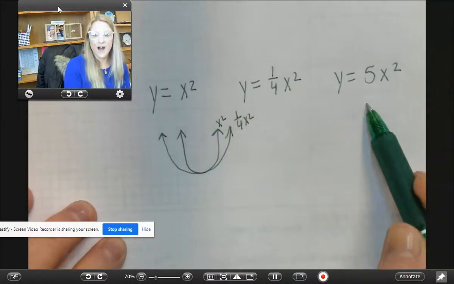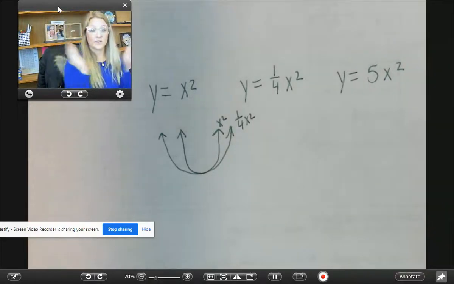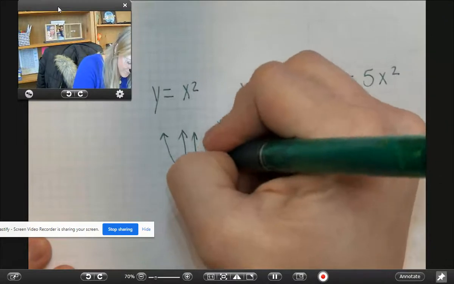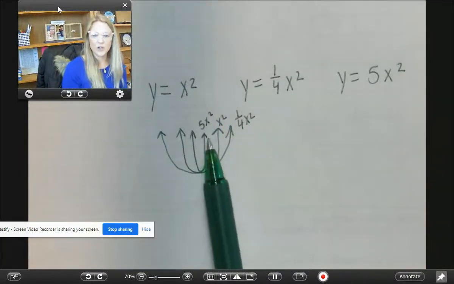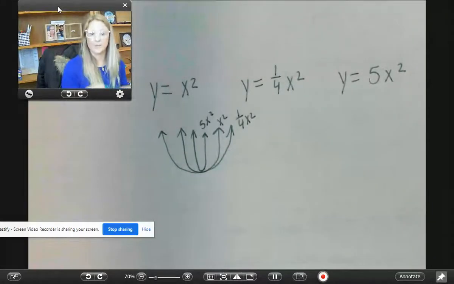Okay, and then the 5x squared, that big number, is going to make it go up 5 over 1, so it's going to be going up faster, so it's going to be narrower. Okay, so when you're working your way from the middle to the outside, it goes from big to small when you think about it being all put together in one picture.